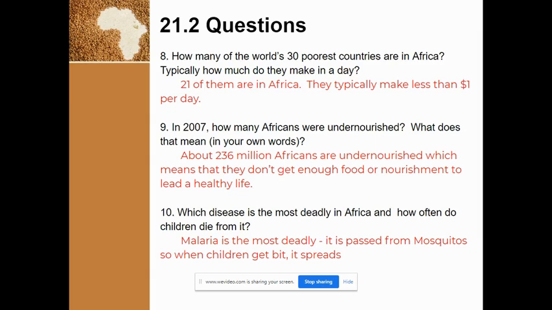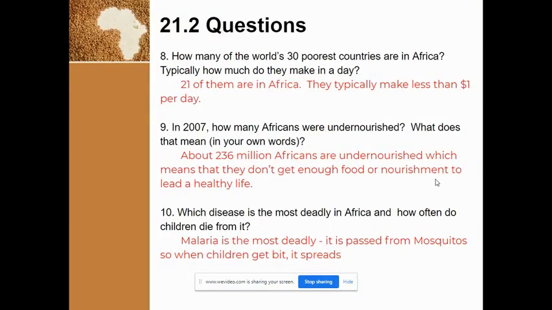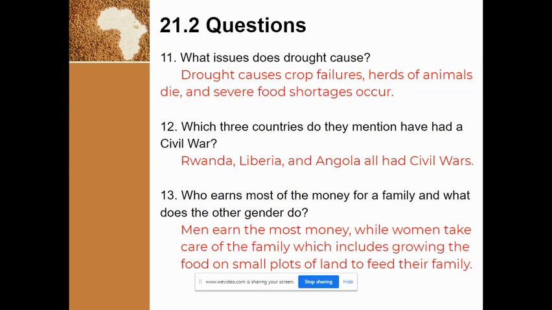And number 10, which disease is the most deadly in Africa and how often do children die from it? Malaria is the most deadly and it is passed by mosquitoes. So when children get bitten, it spreads. Number 11, what issues does drought cause? Drought causes crop failures, herds of animals die, and severe food shortages occur.